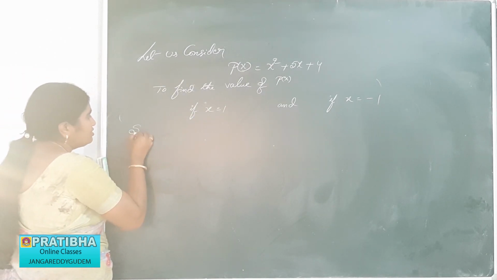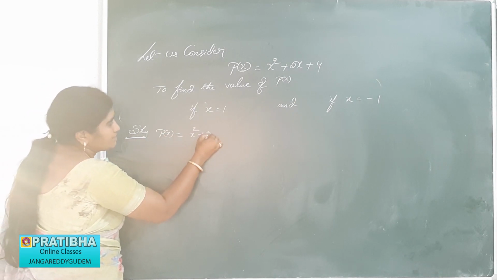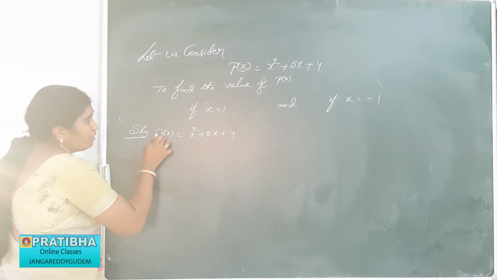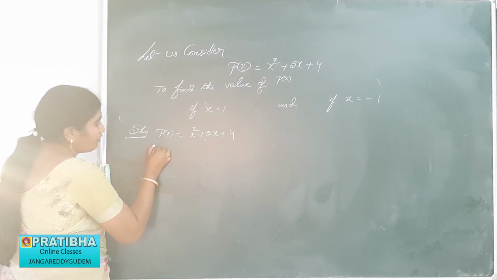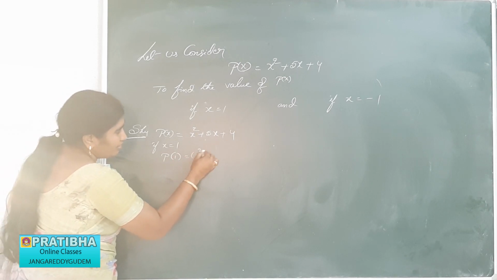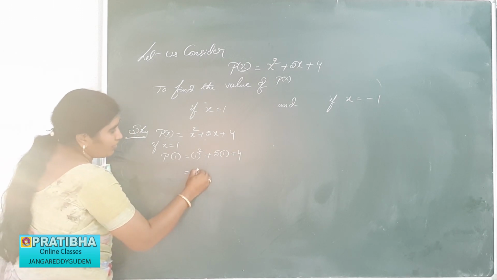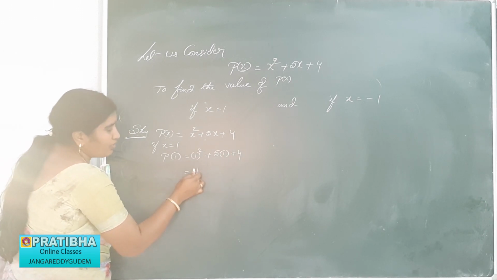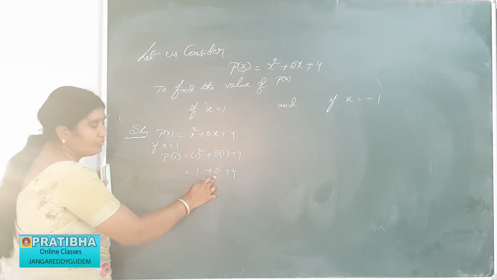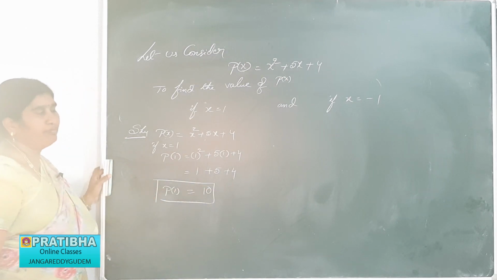If x equal to 1, solution: p of x equal to x square plus 5x plus 4. Substitute x replaced by 1. p of 1 equal to 1 square plus 5 into 1 plus 4. That equals 1 plus 5 plus 4, which is 5 plus 4, 9 plus 1, 10. The value of p of 1 equal to 10.